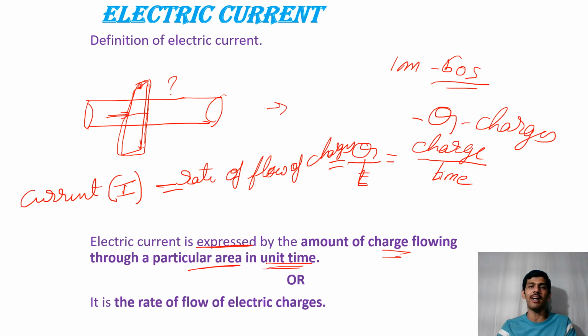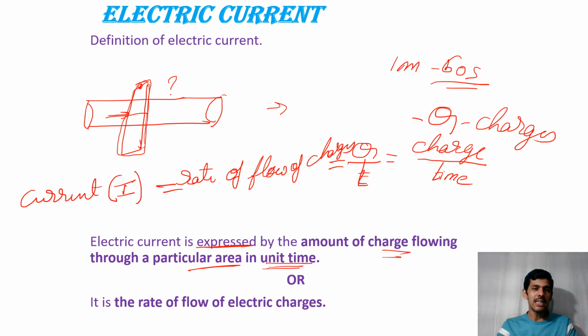If I divide the total number of charges by the time, I will get the number of charges flowing per unit time, is it not? So if, for example, Q amount of charge is flowing in a given time T, then Q by T gives the number of charges flowing per unit time. I hope you have understood.